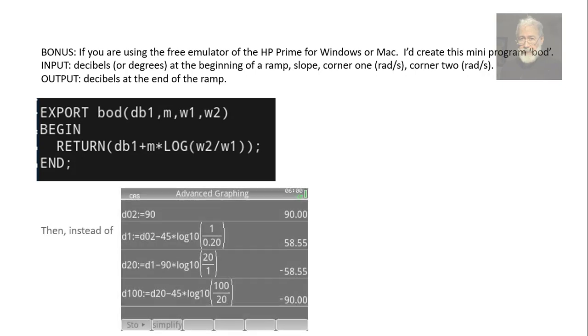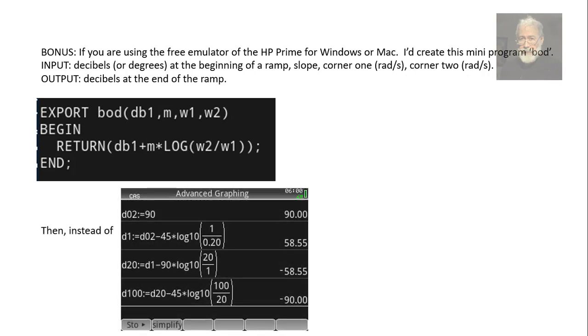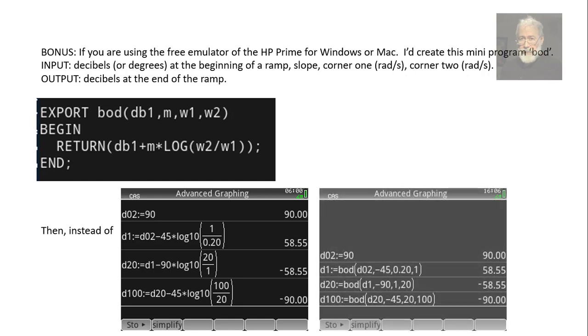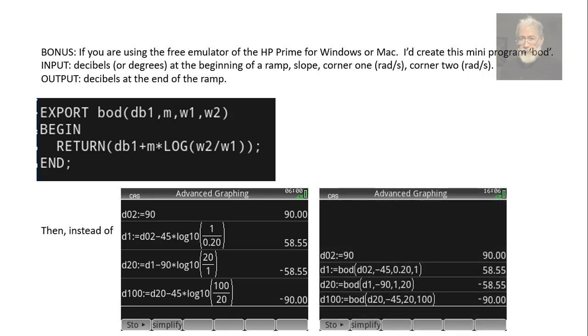And as an example, let's take one of the problems that we solved already. Let's take the third line from the top. The decibels at 20 are the decibels at 1 minus 90, that is the slope, multiplied by the number of decades between 1 and 20, that is negative 58.55. Using the Bode function, that would be the third line. Decibels at 20 are Bode, D1, slope negative 90, frequencies 1 and 20, and that is the result.